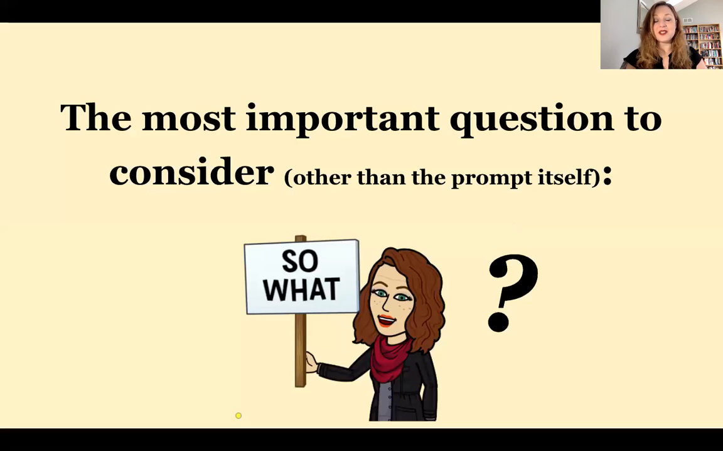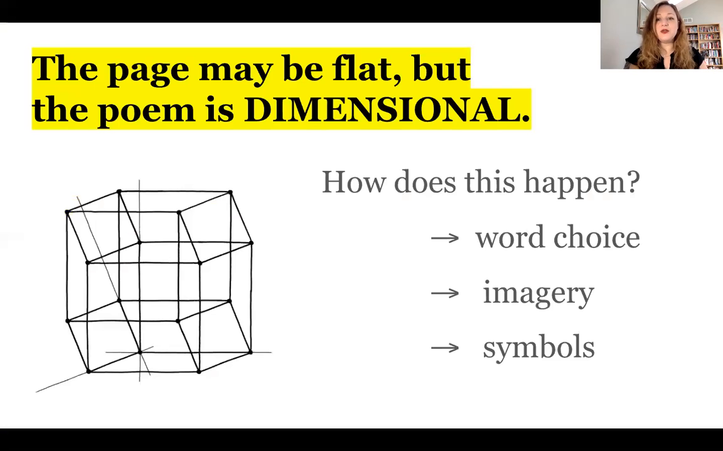I often tell my students that one of the most important questions to consider, other than the prompt itself, is simply, so what? All right, so it's easy to notice choices of words or phrases that seem very intentional and significant, or to notice an image or to perceive a symbol. But what these things do is they make the poem more dimensional, or the piece of literature more dimensional.